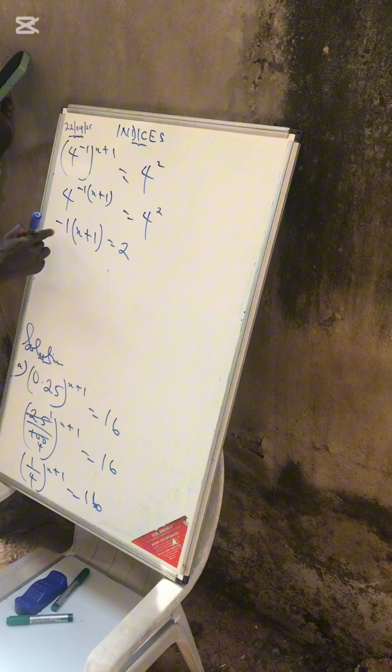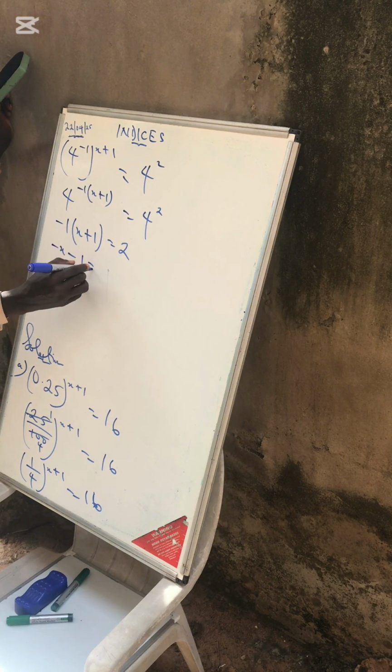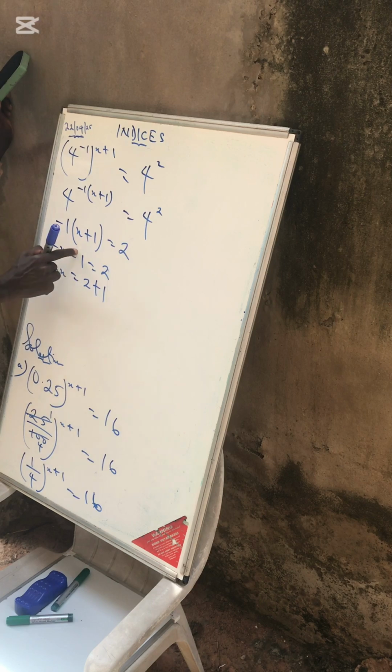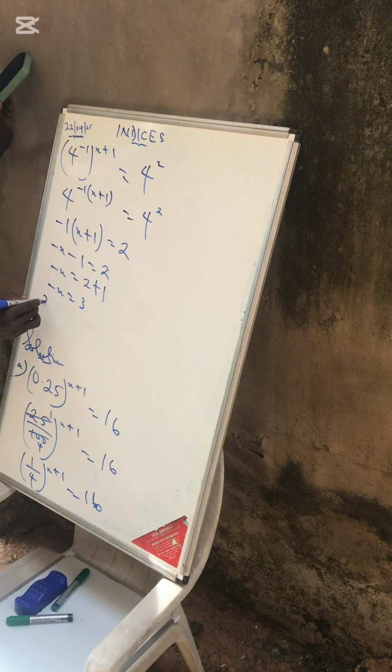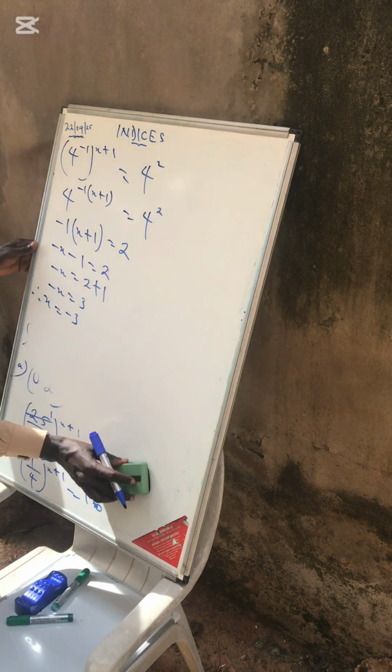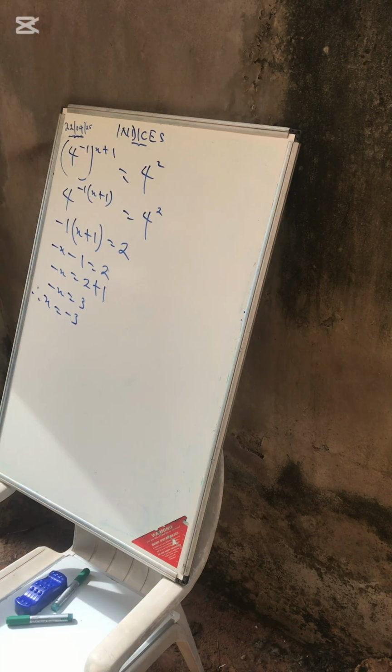Open the bracket: minus x minus 1 equals 2. Minus x equals 2 plus 1, because when minus 1 goes to the other side, it becomes plus 1. Minus x equals 3. You multiply both sides by minus 1, so x is therefore equal to minus 3. Right, try that quickly. What's the second one?